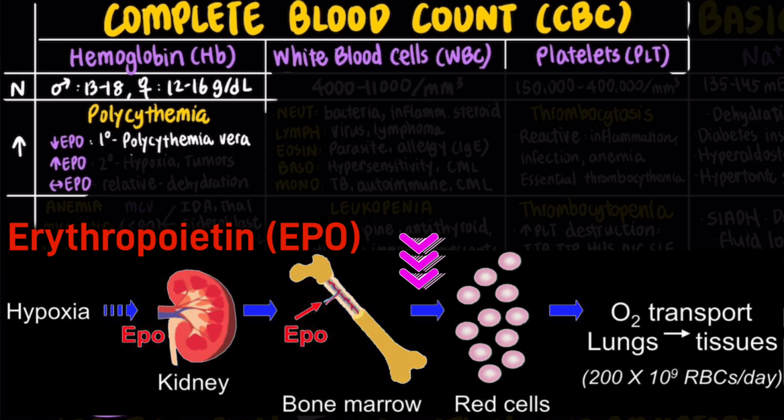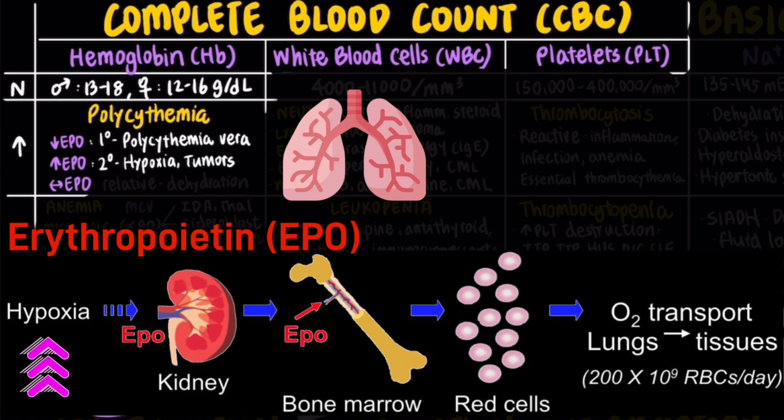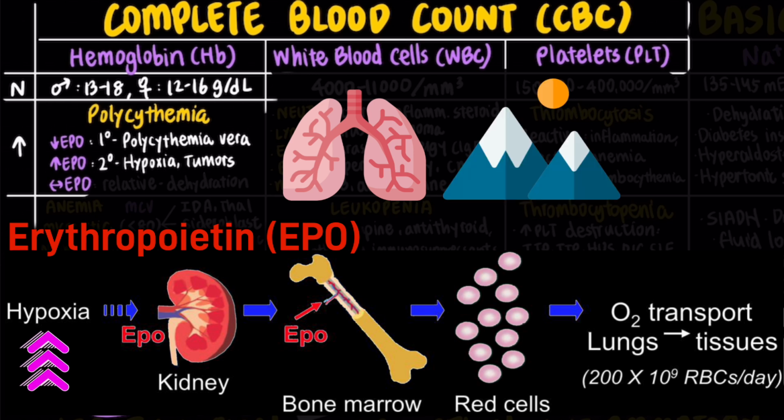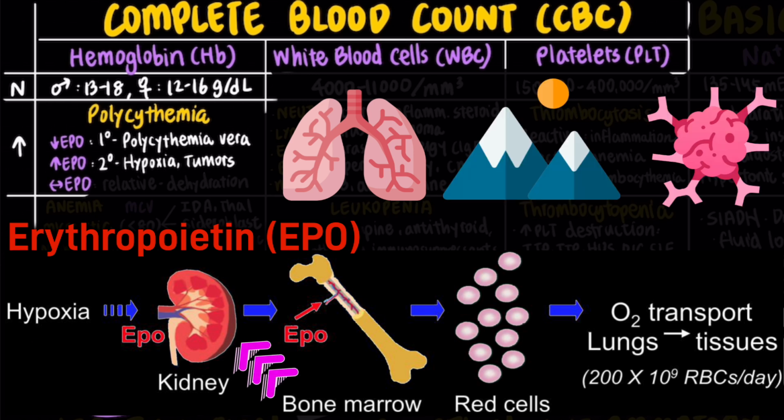If the EPO is high, it suggests that the body is sensing low oxygen and trying to compensate by making more red blood cells. This happens in secondary polycythemia, caused by things like chronic hypoxia from lung disease, living at high altitude, or tumors that secrete excess EPO, like renal cell carcinoma.